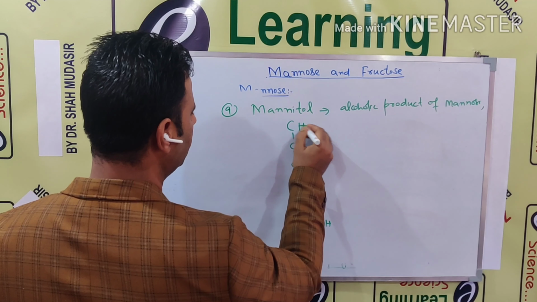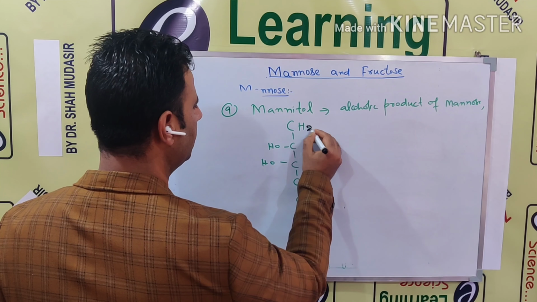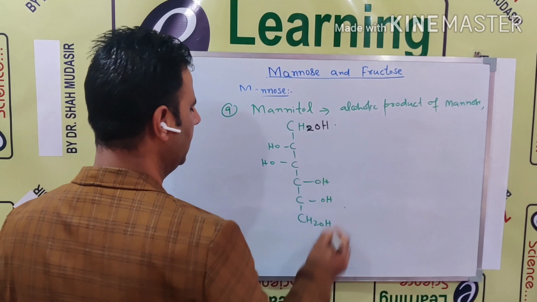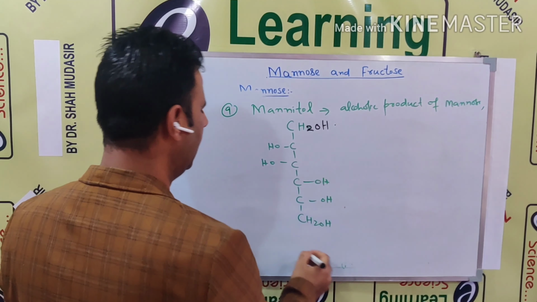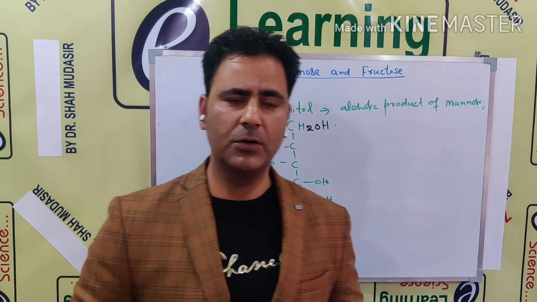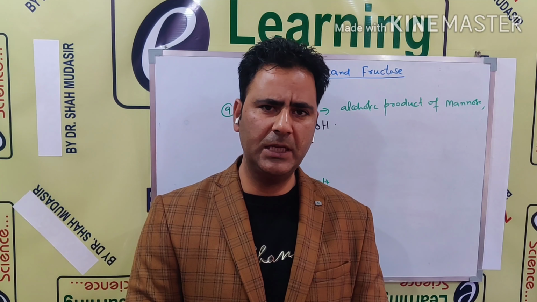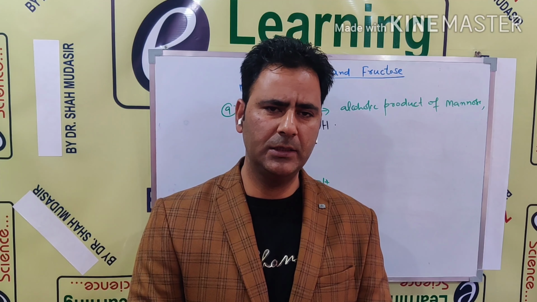This is Mannose, right? And if I will substitute it and form the alcoholic product of this Mannose, instead of CHO, it will be replaced by CH2OH. And this is known as mannitol. This is your mannitol. This mannitol is a very, very important sugar alcohol. You will find its applicability everywhere in the system.